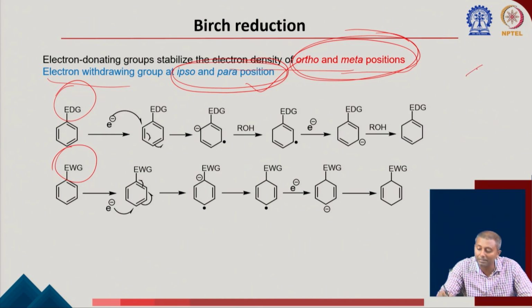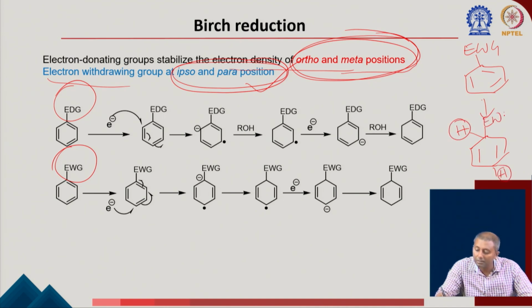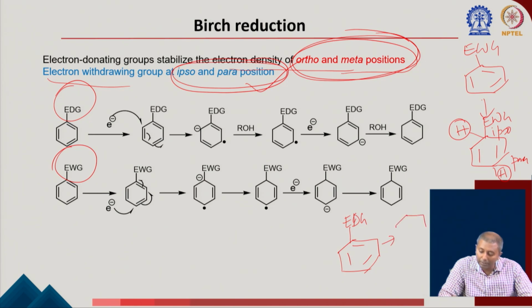That means if I have a group like this, and it is an electron withdrawing group, then you can clearly write that there will be a product where hydrogen is going to be in this position, or you can say in both cases, ipso and para. Correct. But once you have an electron donating group, what is going to happen? After the reduction you end up forming this compound. So you see the hydrogen is coming in this position, to the ortho and to the meta position.